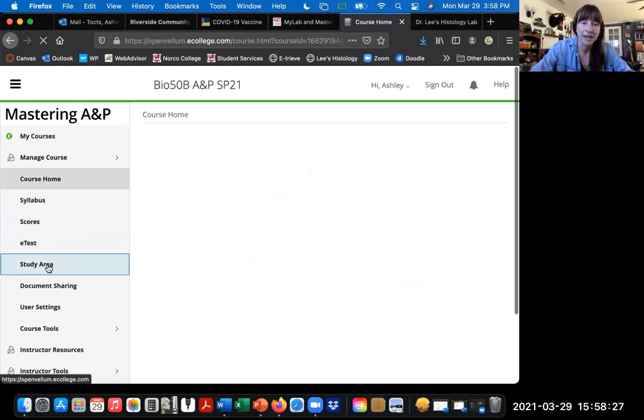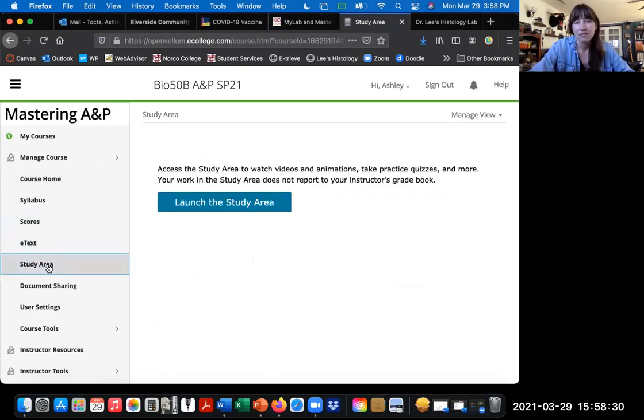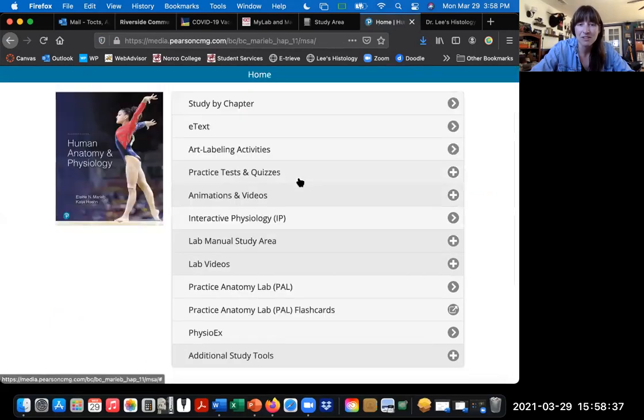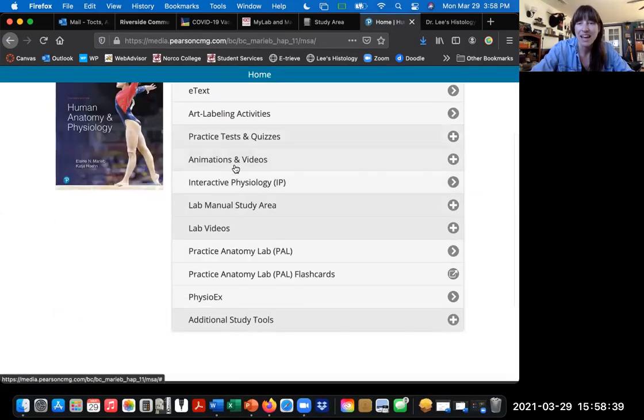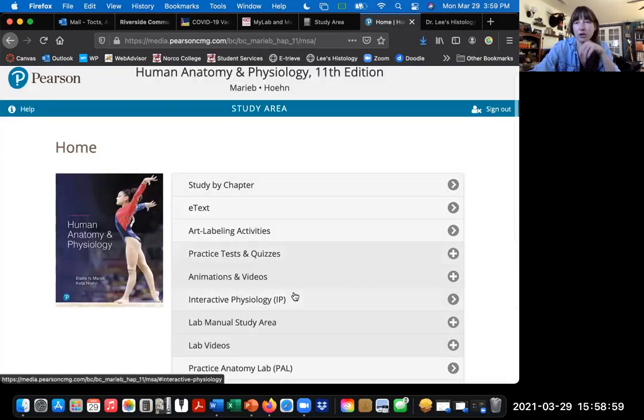Over here in MyLab and Mastering, the study area, there are a lot of great resources. Explore it, check it out. Besides the dynamic study modules, you've got practice tests, animations and videos, and a practice anatomy lab, which is kind of cool. It also has flashcards that are pre-built for you, which you could just download. Your PhysioEx labs, above and beyond the ones that are actually assigned, are all here. So explore this area if you're trying to figure out how to spend your study time.